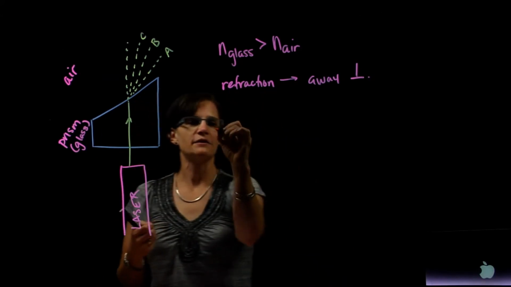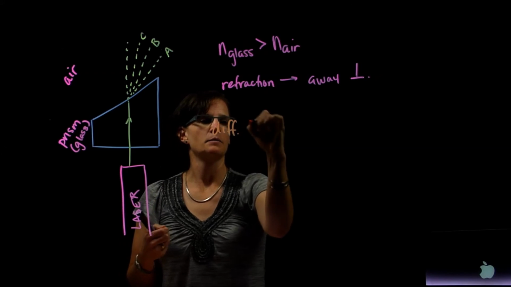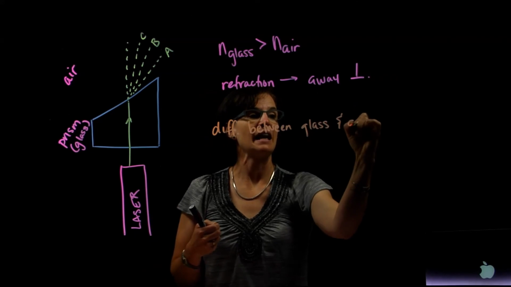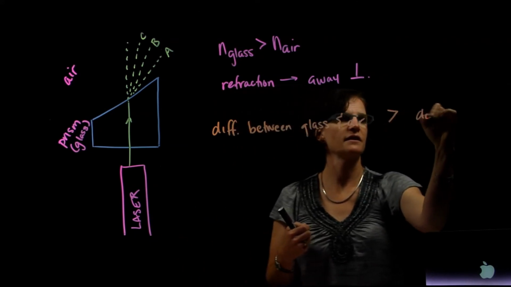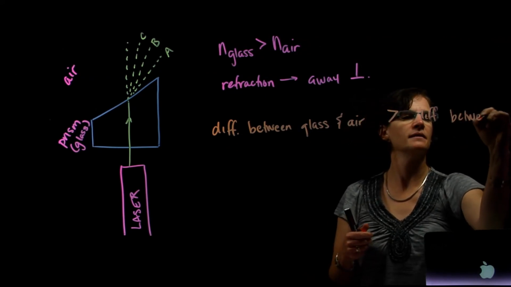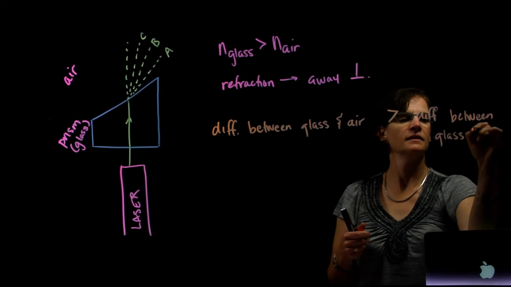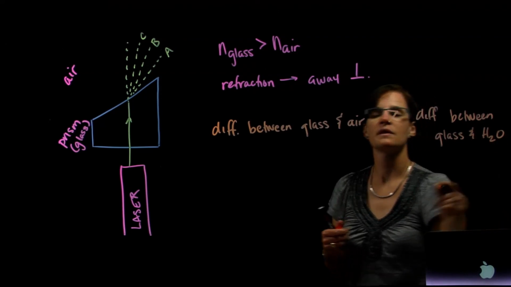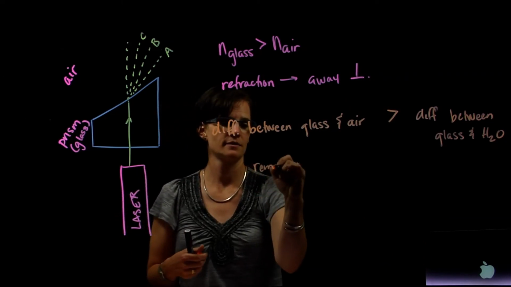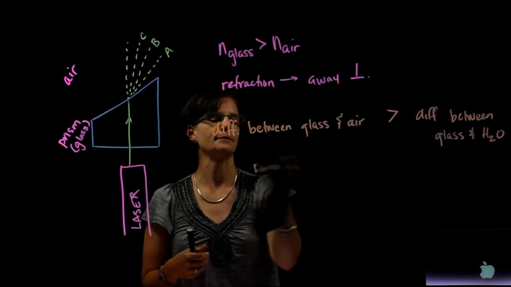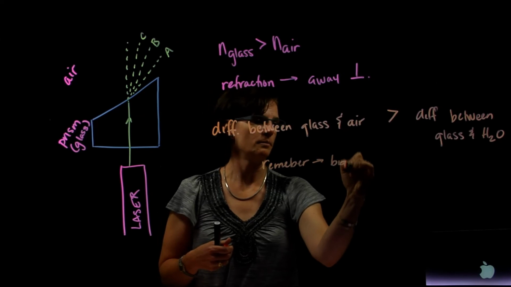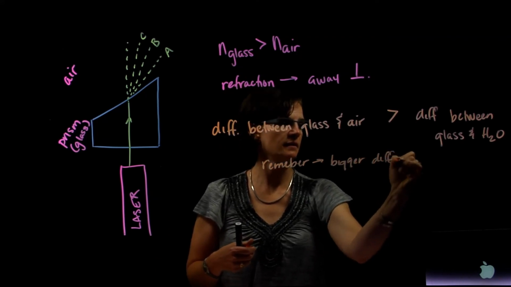So the difference between glass and air is greater than the difference, and this is of our index of refraction, between glass and water. The larger the difference, the larger the bending. Remember, oops, forgot an E. So bigger difference, bigger bending.